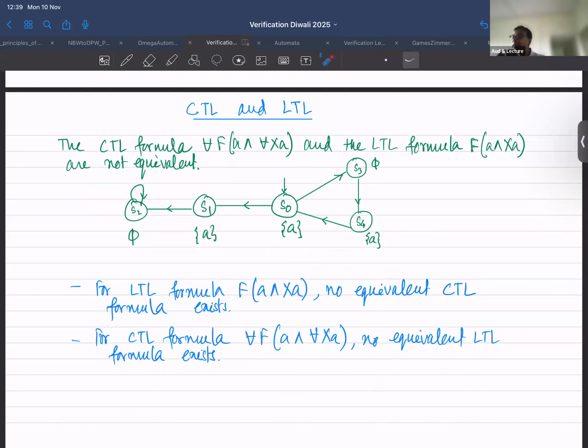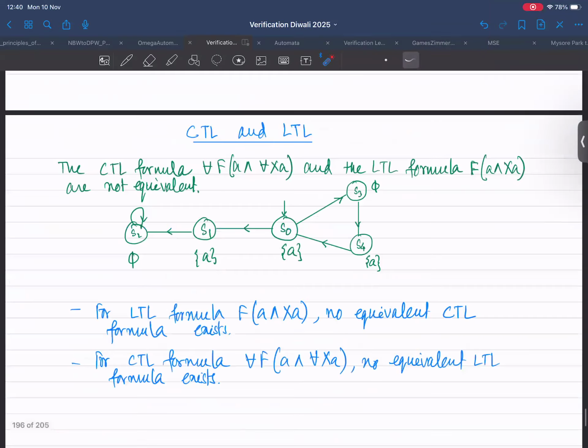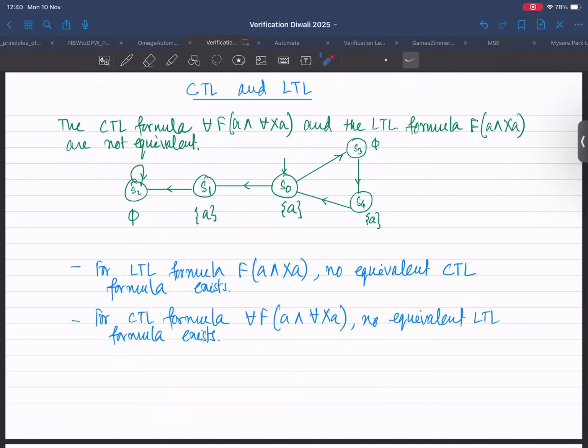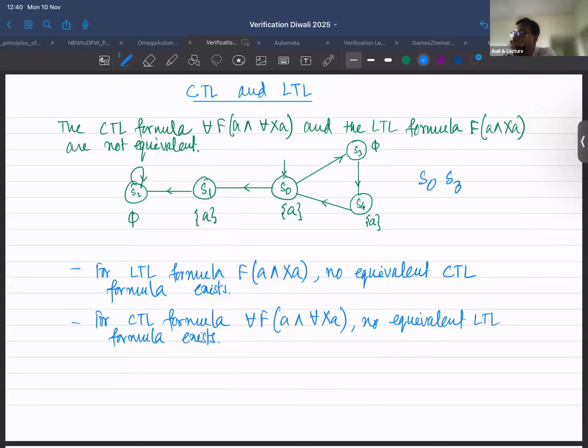So again, is the LTL formula satisfied by this Kripke structure which is given here? Eventually A and next of A. No, it doesn't satisfy, because like S0, S3, S4, we can just keep looping. S0, S3, S4, so this doesn't satisfy. If you say this loop, S0, S3, S4 omega, correct? Does it satisfy eventually A and next of A?